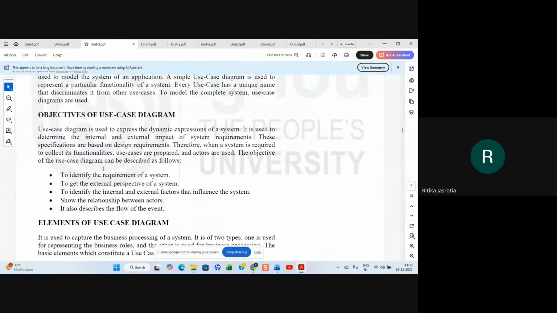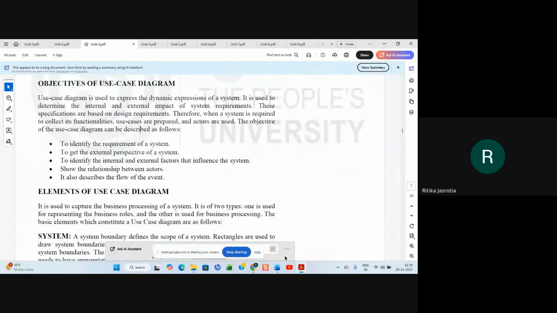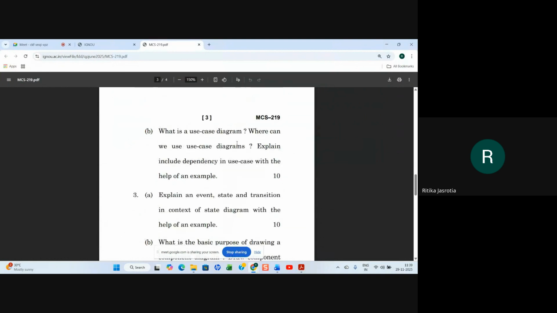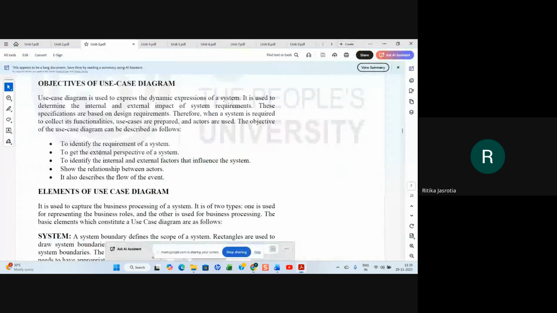The objective of the use case is here to identify the requirement of a system, to get the external perspective of a system, to identify the internal and external factors and influence on the system. So the relationship between actors, and also describe the flow of the event. So these are there. Then they have asked you, what is a use case diagram? Where can we use a use case diagram?